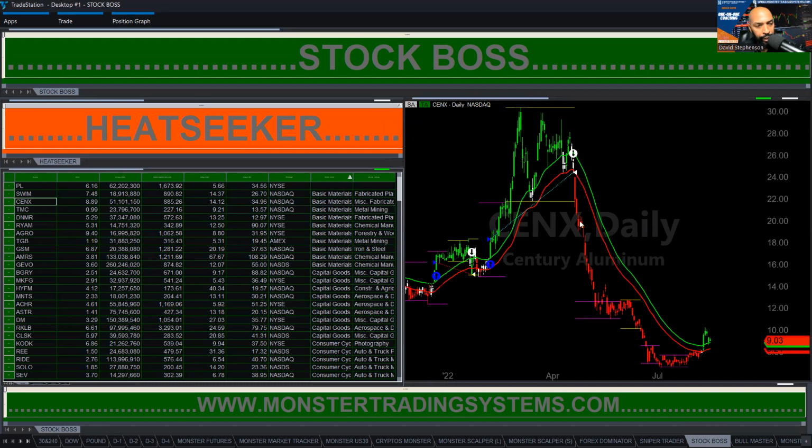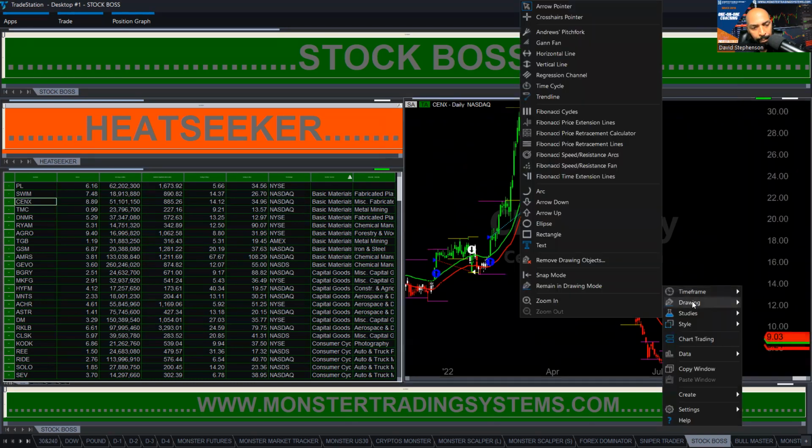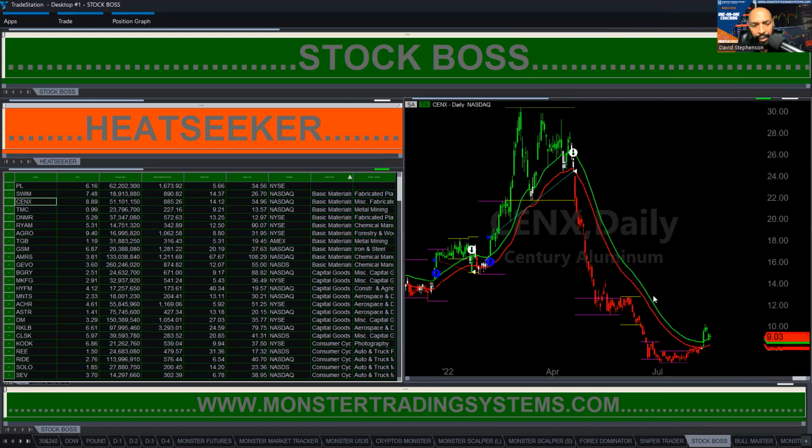Let's go through these. Here, perfect. See here? Nice markdown phase. Sellers took the price all the way down, so we didn't get in at 30. We would wait. All we need here is a buy signal.